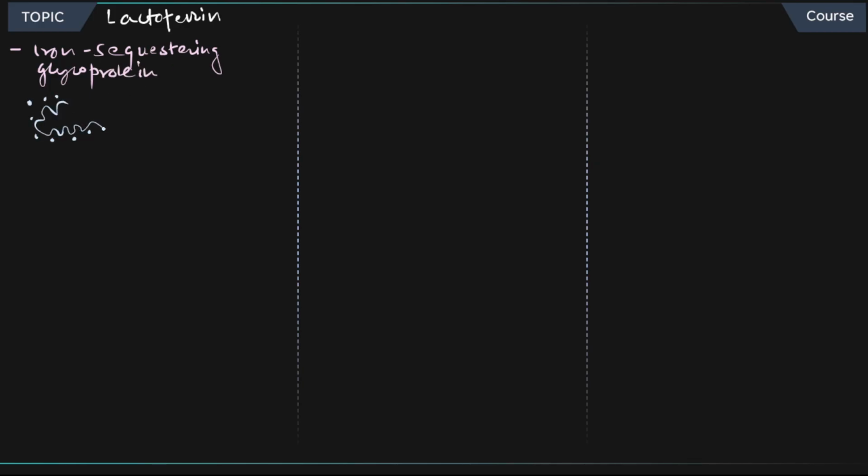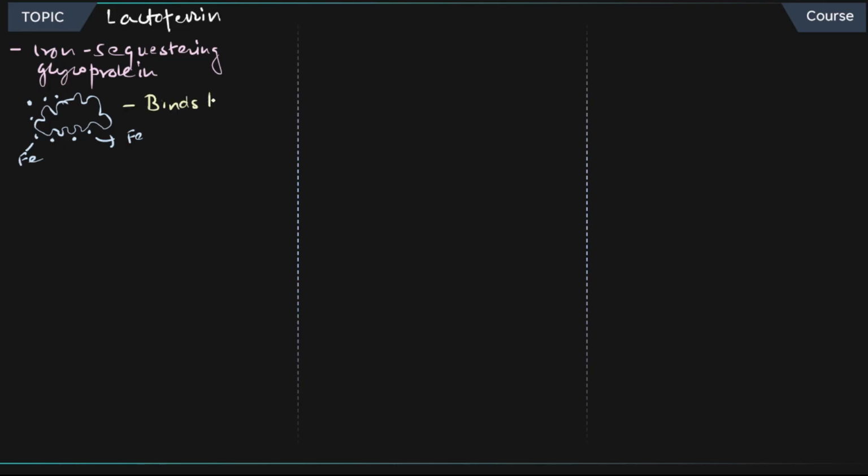All right, now let's move on to the next component of the physical barrier, which is lactoferrin. Lactoferrin is nothing but an iron-sequestering glycoprotein. It takes the iron from the environment, and iron is really important for microbes. If I draw the illustration of this protein, you can see these dots, these are iron, and this protein is capturing that iron. It's an iron binding protein.